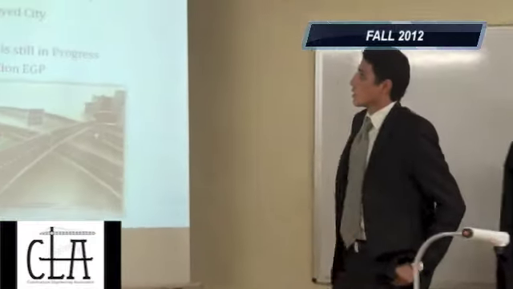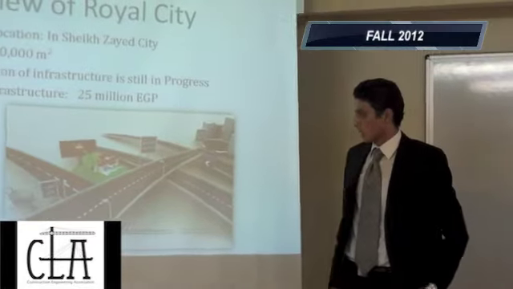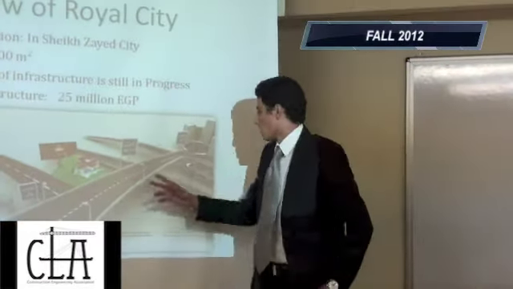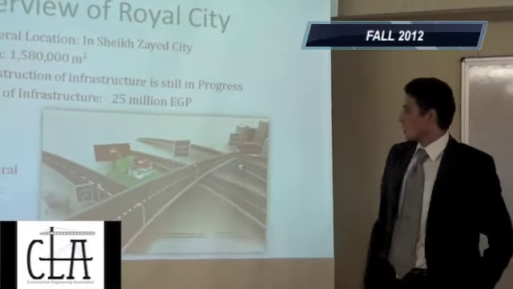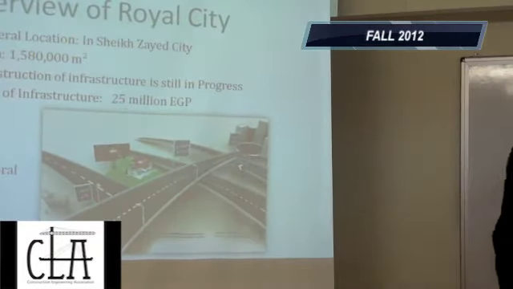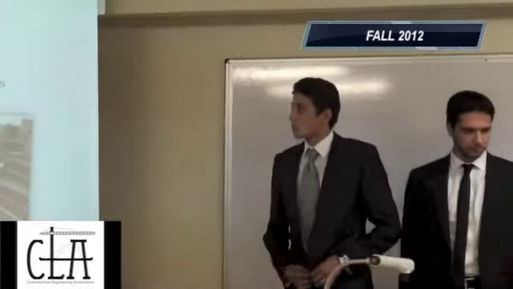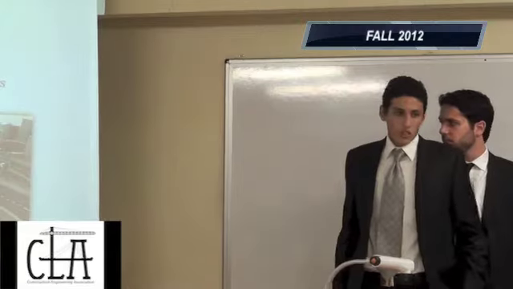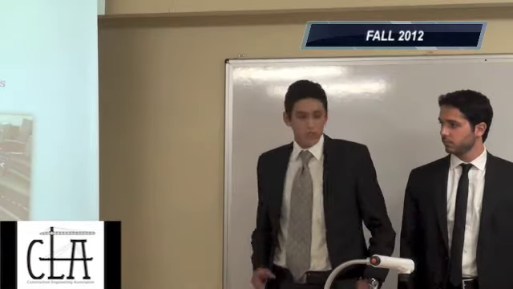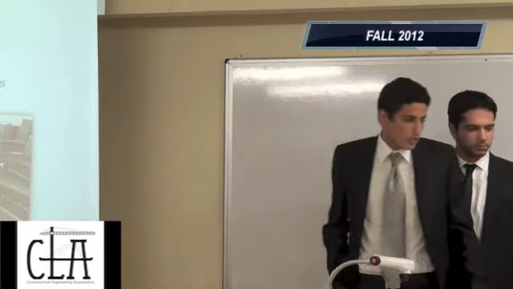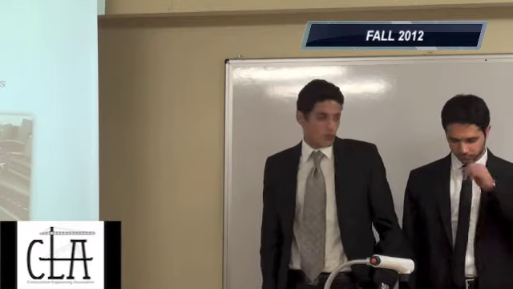First, Royal City is located in Sheikh Zayed City. I think this general layout shows where it's located. Here's Royal City. This is Lebanon Square, and this is Hyper One. It's almost 20 kilometers away from Lebanon Square. Its total area is almost 1,580,000 square meters, and the construction of the infrastructure is still in progress because some minor parts of it have not been finished yet. The cost of the infrastructure is estimated to be 25 million Egyptian pounds.